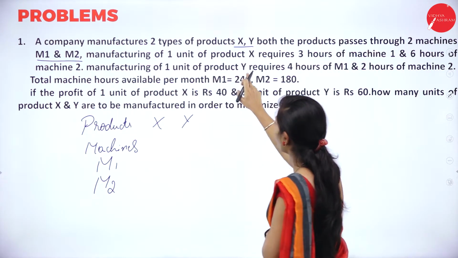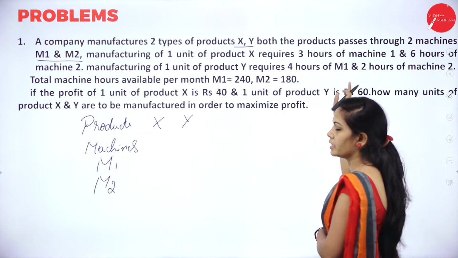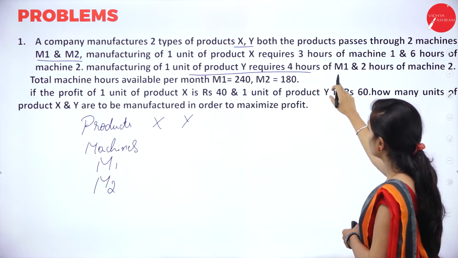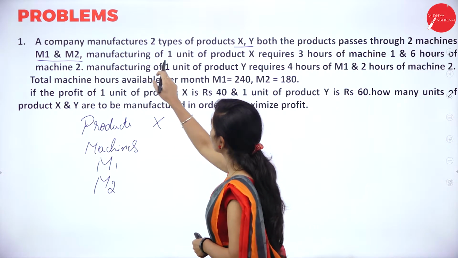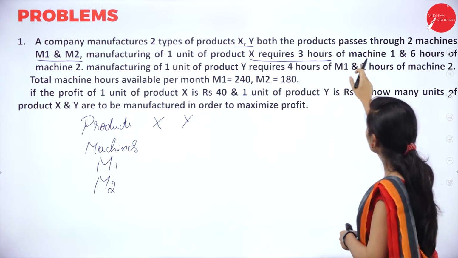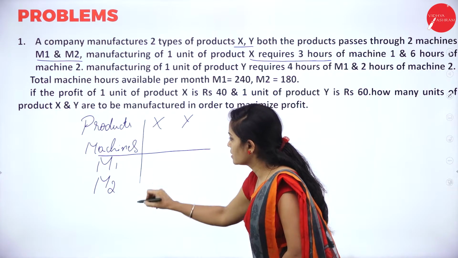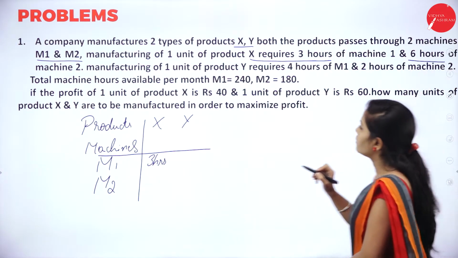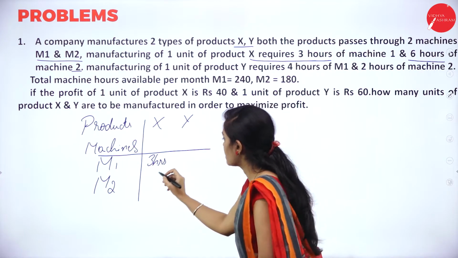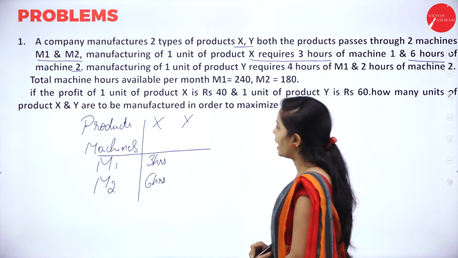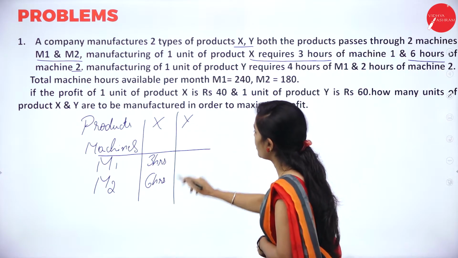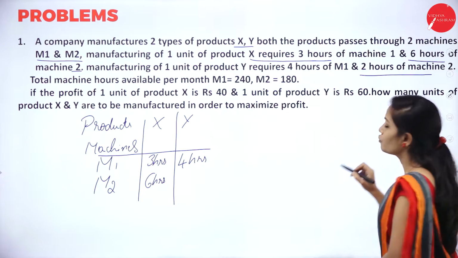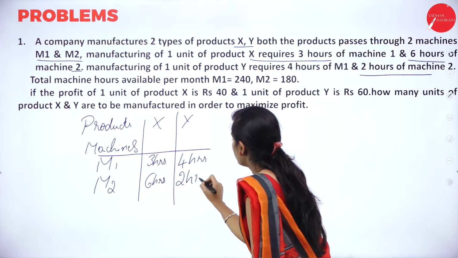Manufacturing of 1 unit of product X requires 3 hours of machine M1 and 6 hours of machine M2, and manufacturing of 1 unit of product Y requires 4 hours of machine M1 and 2 hours of machine M2. Listen carefully.